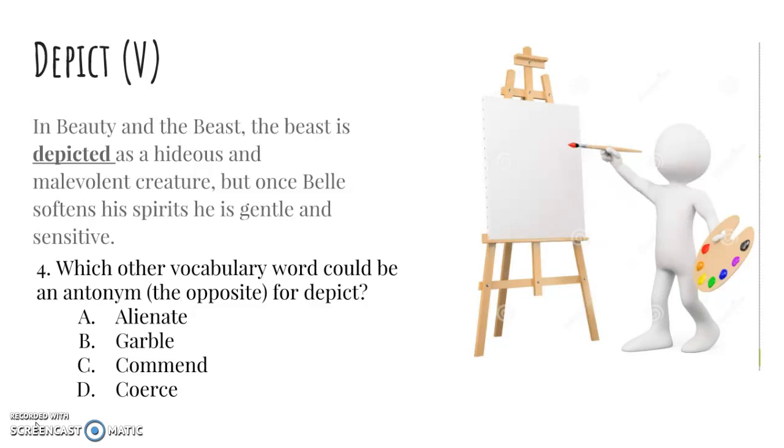Depict. In Beauty and the Beast, the Beast is depicted as a hideous and malevolent creature, but once Belle softens his spirits, he is gentle and sensitive. Which other vocabulary word could be an antonym or the opposite for depict? Alienate, garble, commend, or coerce. Remember, figure out what the word depict means and then choose the opposite word.